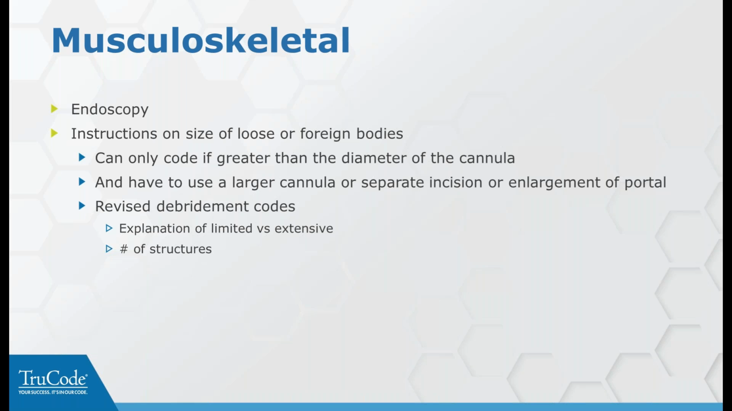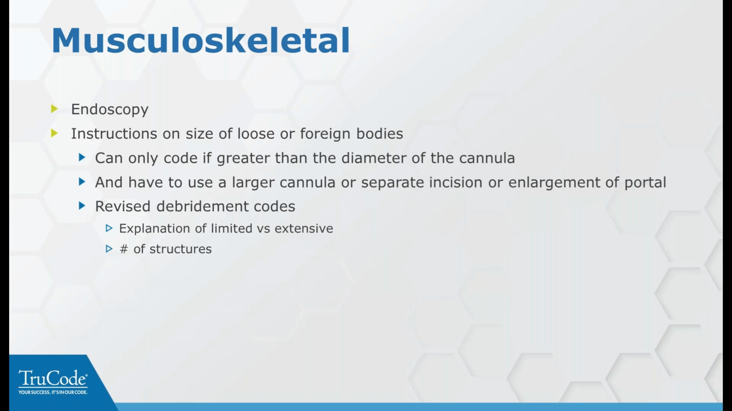It now says that you can use those codes only when the loose bodies or foreign bodies are equal to or larger than the diameter of the arthroscopic cannula used for the specific procedure, and can only be removed through a cannula larger than that used for the specific procedure, or through a separate incision, or through a portal that has been enlarged to allow removal of loose or foreign bodies. There are great codes for those, but they're trying to make sure we're not using them inappropriately. If it's extra work, it's only because you had to move that cannula out of the way and put a bigger one in, or make a separate incision, or enlarge the portal to get that loose body out. So the definitions and instructions on when you can use them are very important with arthroscopic removal of loose bodies or foreign bodies.